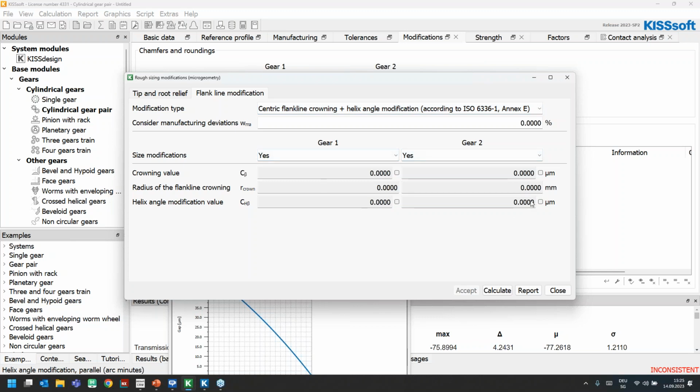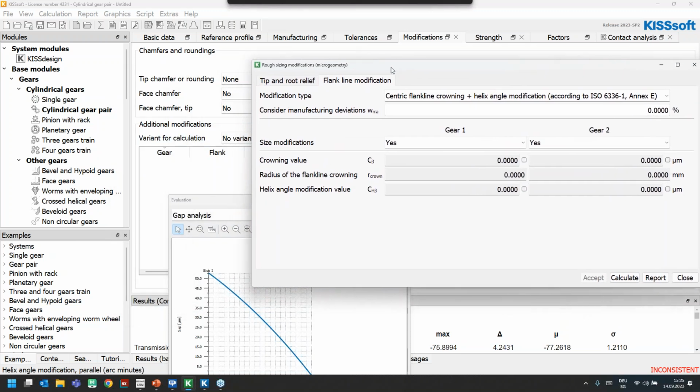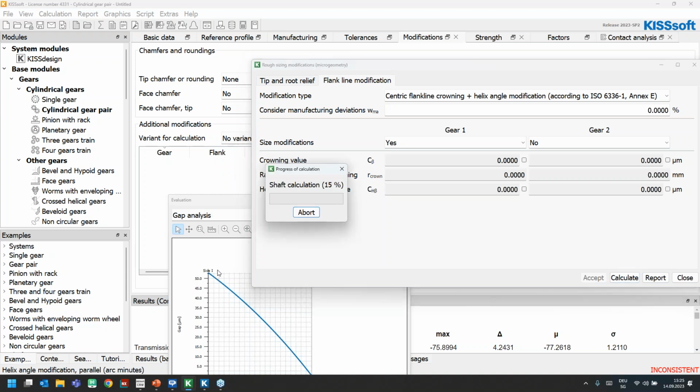And here I can say, do I want to modify both gears, or do I want to apply these modifications only on the pinion? In my case, I will only apply the modifications on the pinion, so the amount of the modification will have a magnitude of about the size gap, which is about maybe 55, maybe a little bit more material that we will remove on one side. So now the sizing is being performed, and once it's finished, we will get here a proposal, the crowning, and the helix angle modification.